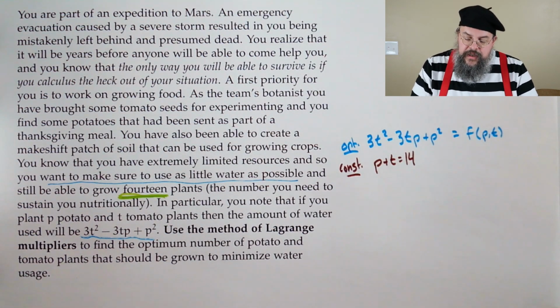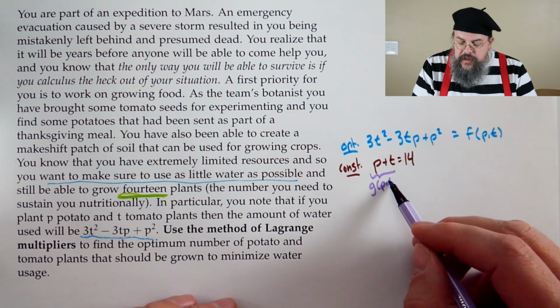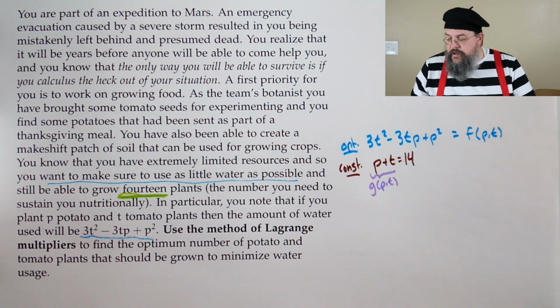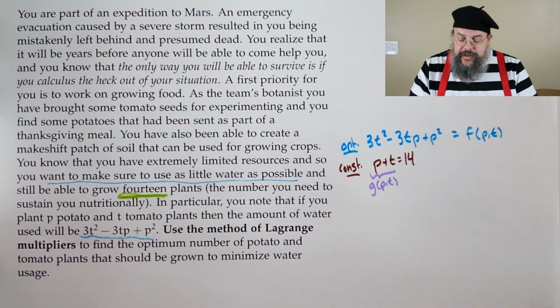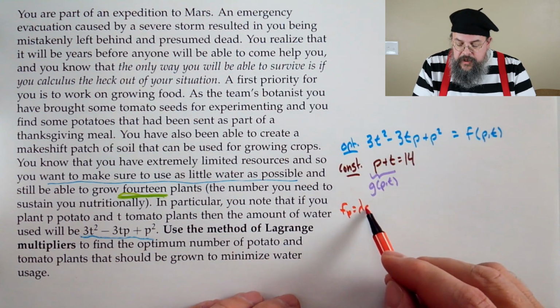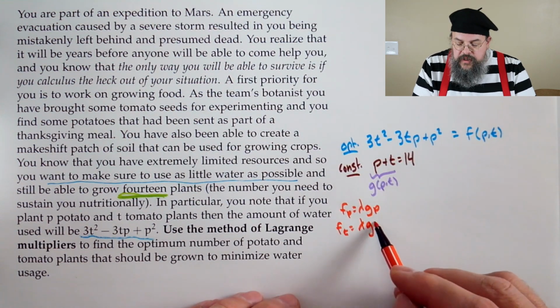Remember our constraint. Here's our function. We'll call it g of pt. So what happens? Well, we need to have our parallel gradient vectors. So f sub p is lambda g sub p, and f sub t is lambda g sub t.